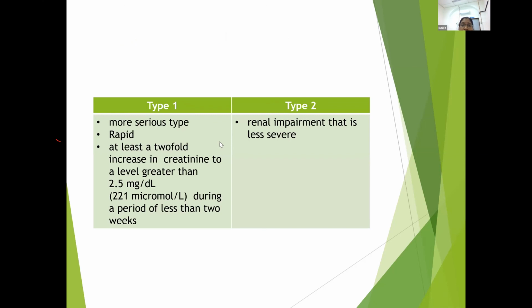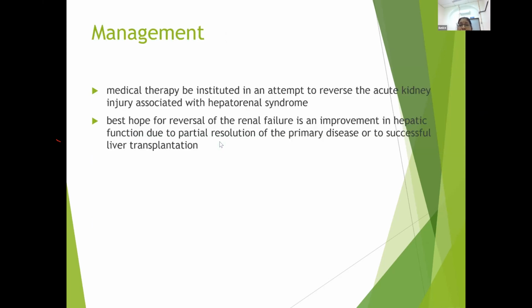There are two types, 1 and 2. Type 1 is more serious compared to type 2. Type 1 is more rapid, with at least a 2-fold increase in creatinine, to a level greater than 221 micromole per liter during a period of less than 2 weeks.